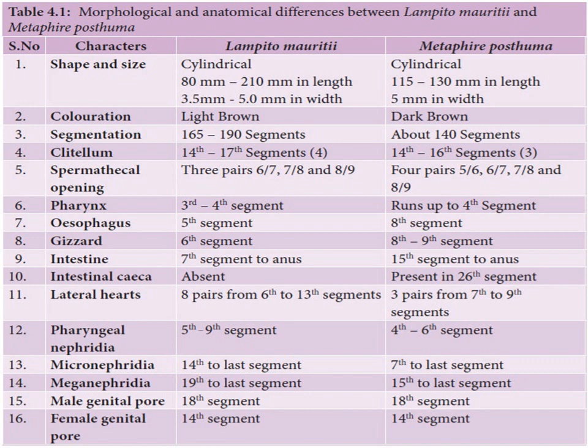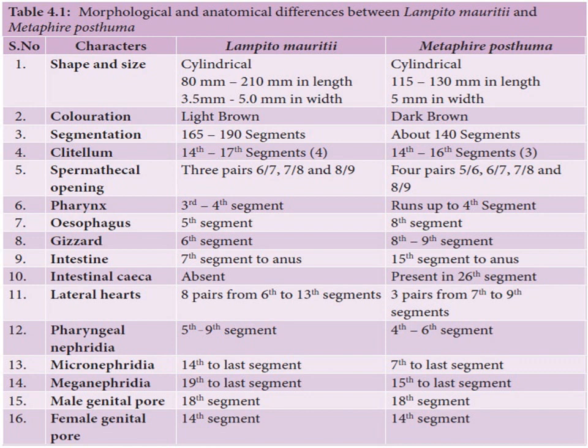Then segmentation. For Lampito mauritii, almost all the points we have already learned, and extra we have to learn about Metaphire posthuma and the differences also, right? The segmentation of Lampito mauritii is 165 to 190 segments and Metaphire about 140 segments. In Lampito mauritii, the clitellum is present in segment number 14 to 17, and in Metaphire it is present in the 14th to 16th, in three segments.